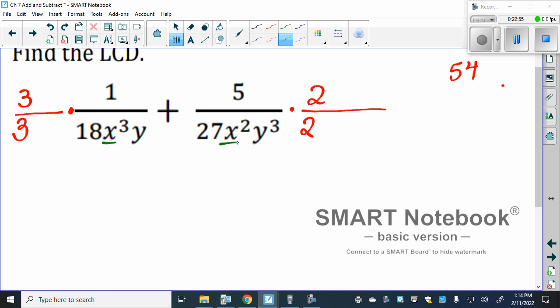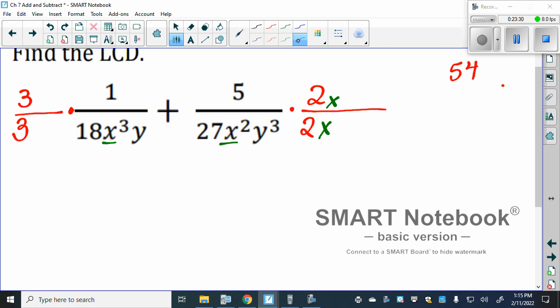Now we can look at the x's next. On the left-hand side, we have x to the third. On the right-hand side, we have x squared. So if we want them to be the same, we need both as x to the third. The x squared is missing how many x's? 1. Because there's 3 on the left, 2 on the right, we need 1 more to get it to be cubed. Any questions on this here?